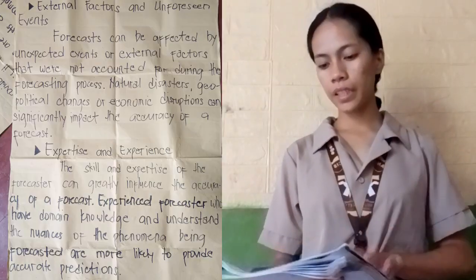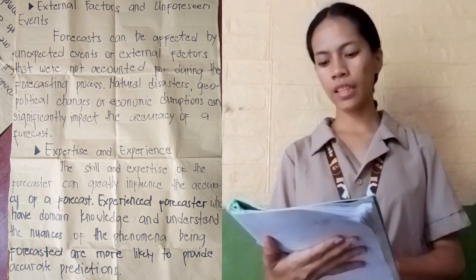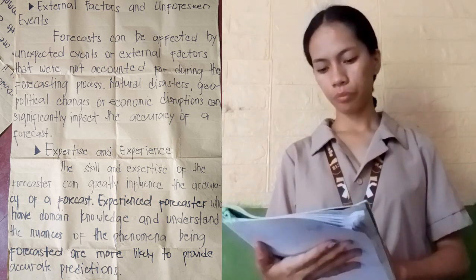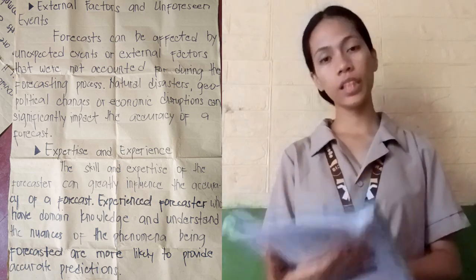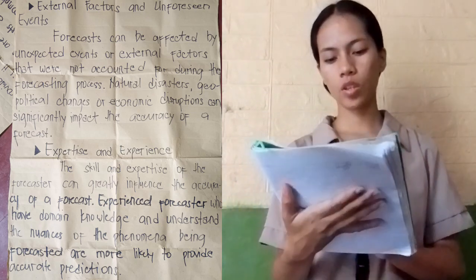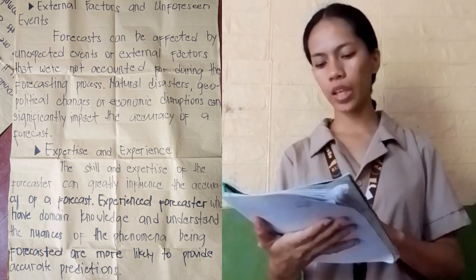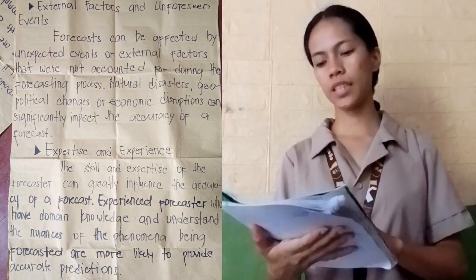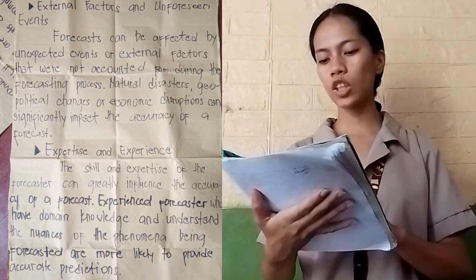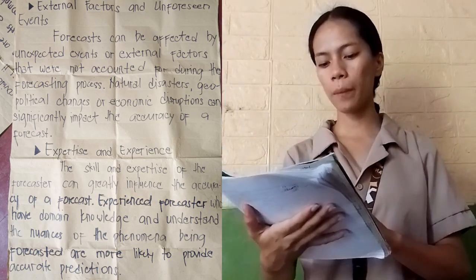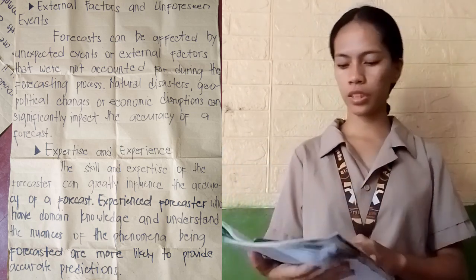So, number 5 is external factors and unforeseen events. A forecast can be affected by unexpected events or external factors that were not accounted for during the forecasting process. Natural disasters, geopolitical changes, or economic disruptions can significantly impact the accuracy of a forecast.